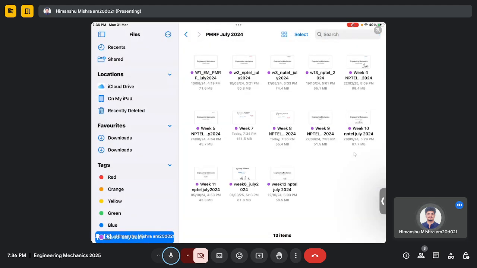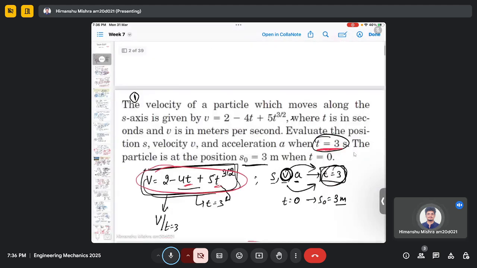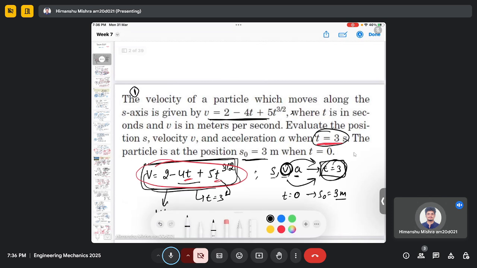For example, in the first question we solved, we were given the velocity expression as a function of time, and we needed to calculate distance, velocity and acceleration at time equal to 3 seconds. You need to differentiate v to get acceleration. Since we are given the velocity expression as a function of time, you just need to substitute time, which is t equals 3 seconds, to get the velocity at time t.